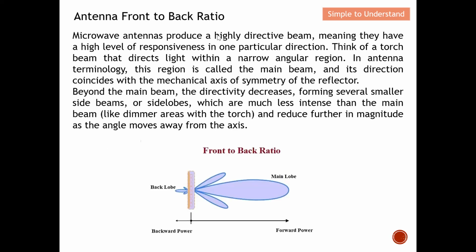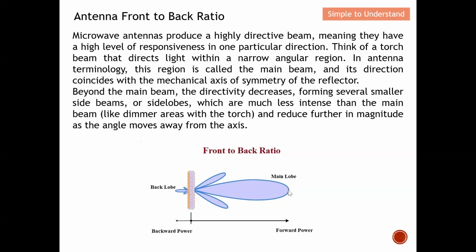Microwave antennas produce a very highly directive beam. As you can see from here, this is a very highly directive beam, which means that we concentrate our EM wave in a particular direction. This means they have a high level of responsiveness in one particular direction. Just imagine a torch beam, where you direct light within a very narrow angular region. You shine a light, and this is the beam from the light, which is a very narrow angular region. In antenna terminology, this region is called the main beam.